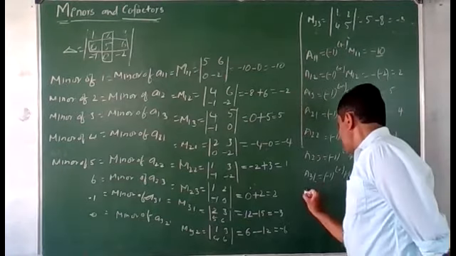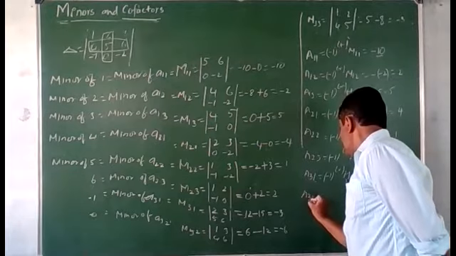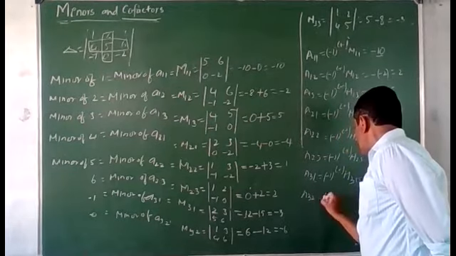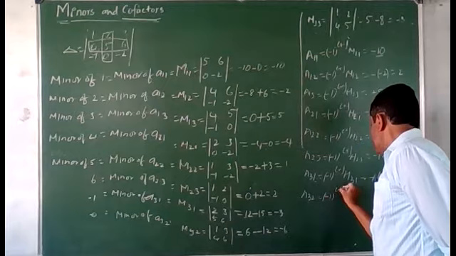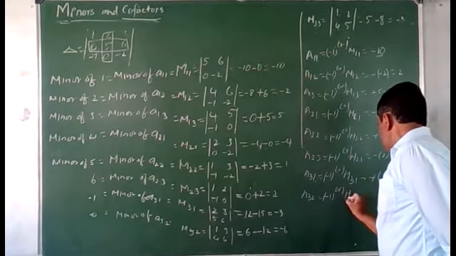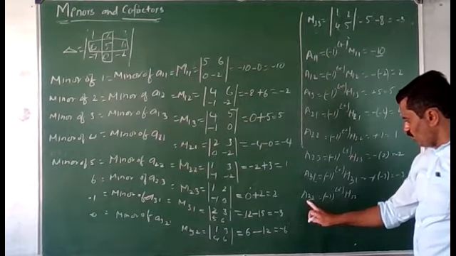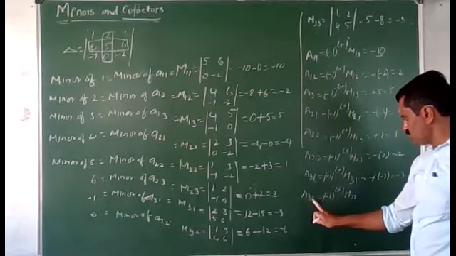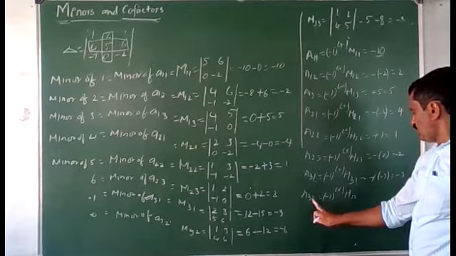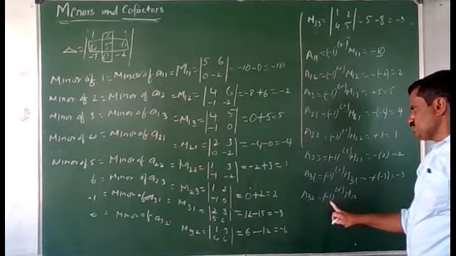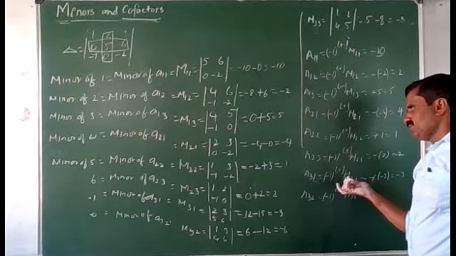Again, cofactor of the next element, that is A32, is equal to minus 1 whole to the power of i plus j into M32. That is minus 1 whole to the power of 3 plus 2, that is 5. What is 3 plus 2? That is 5. Minus 1 whole to the power of 5 gives what?